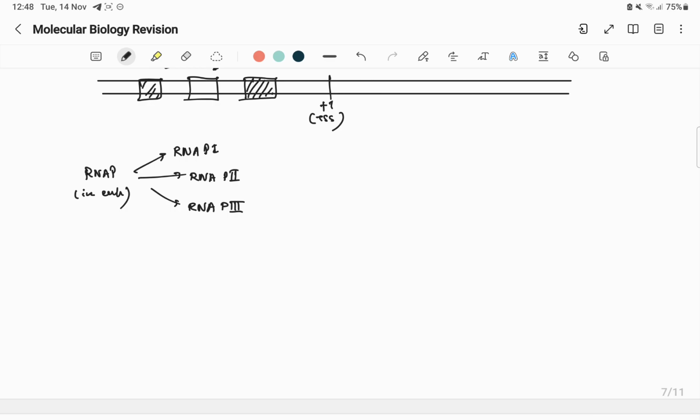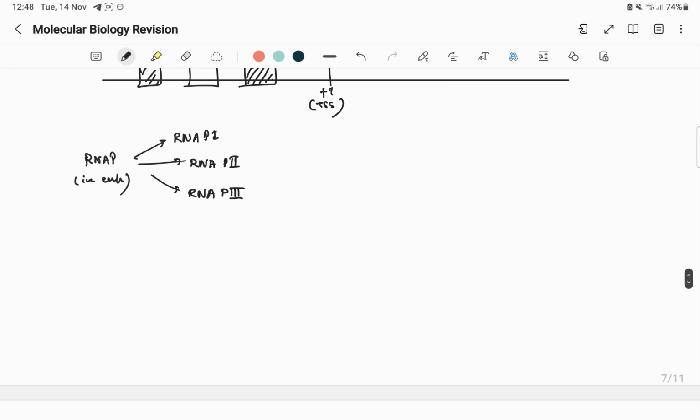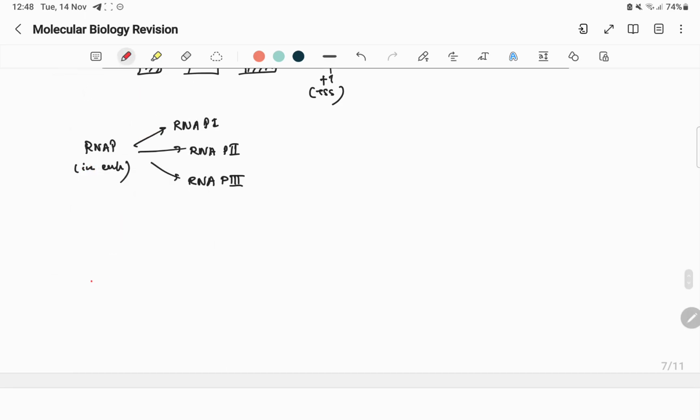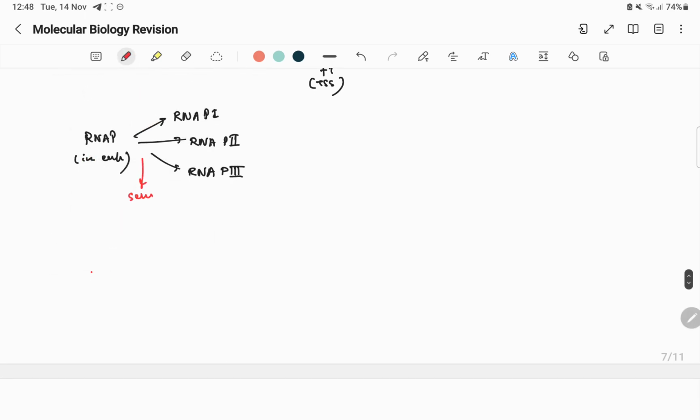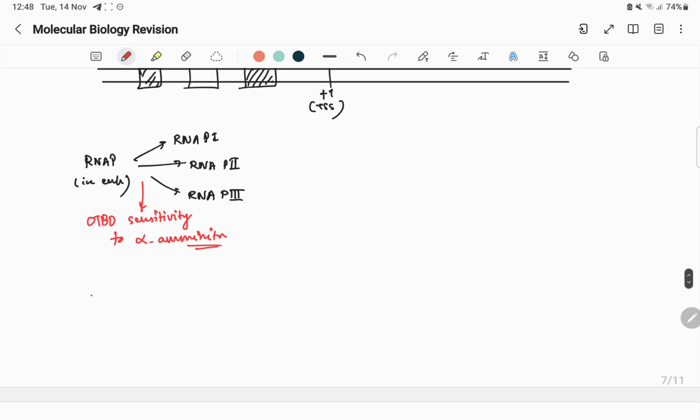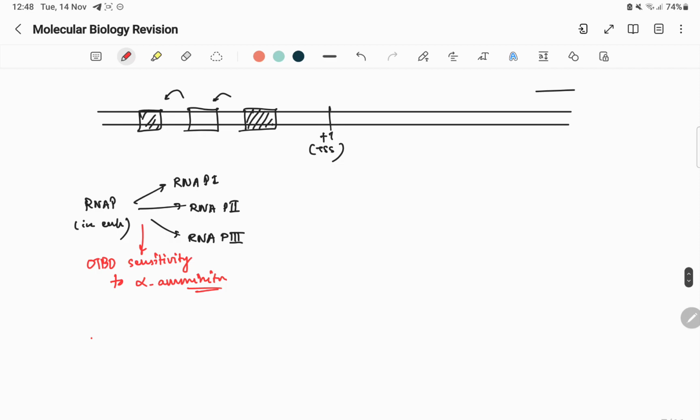RNA polymerase II will be synthesizing the mRNA and snRNA, and RNA polymerase III will be synthesizing the tRNA and 5S RNA. These three are differentiated on the basis of sensitivity to alpha-amanitin, which is acquired from the mushroom called Amanita muscaria.